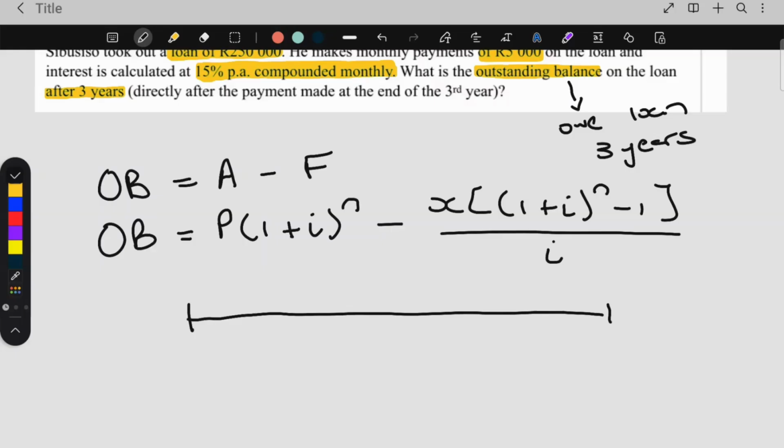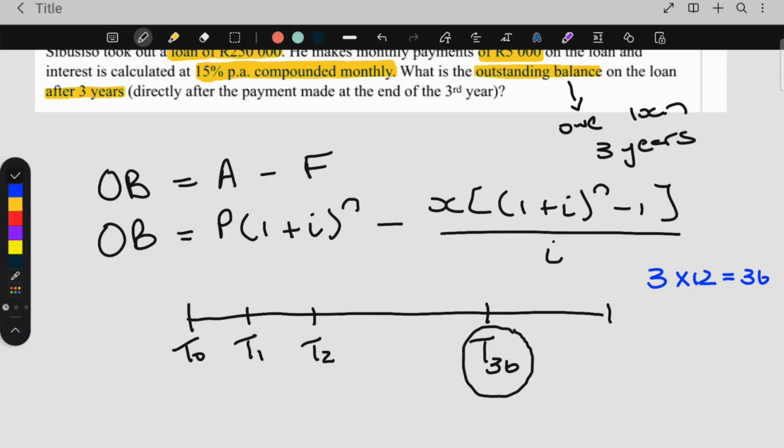We don't know how long this loan is for, but we know that after 3 years of making monthly payments, you should have made 36 payments. So at T36, they want to know the outstanding balance at this point. How much money do you still owe the bank after you made this payment? Let's make notes quickly.